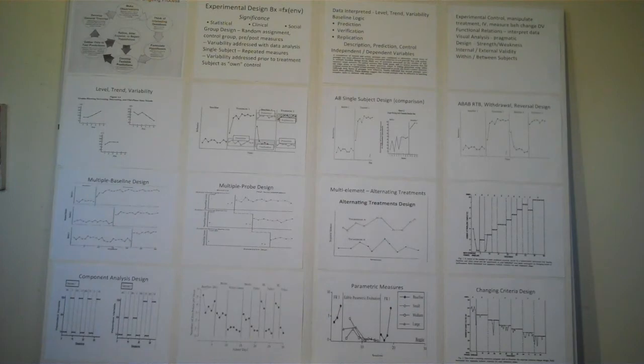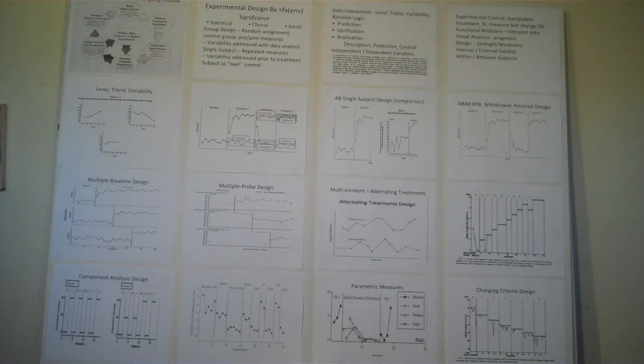You're going to learn the terms and concepts for experimental control, where you manipulate the treatment, the independent variable. You measure behavior changes, the dependent variable. You're going to look for the functional relationships to see the behavior changed when and only when you did the treatment. We have to interpret the data as far as its level, trend, or variability. We do a visual analysis, some call it eyeball analysis. It has to be practical. It has to make sense.